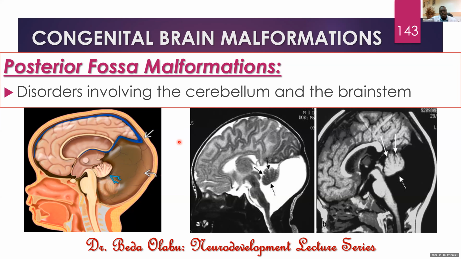In Dandy-Walker malformation, there are three things involved. One, the cerebellar vermis may either be absent or tiny. These images show us a tiny cerebellar vermis. So these are small vermis, but it could also be completely absent. The second thing is that there's a cyst within the posterior cranial fossa that extends from the fourth ventricle. You can call that cystic dilatation of the fourth ventricle.